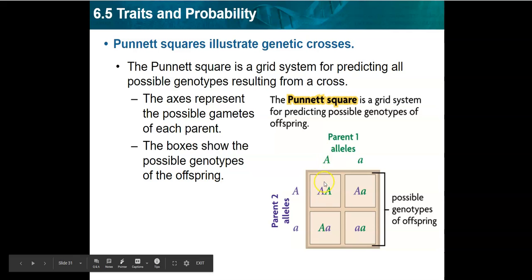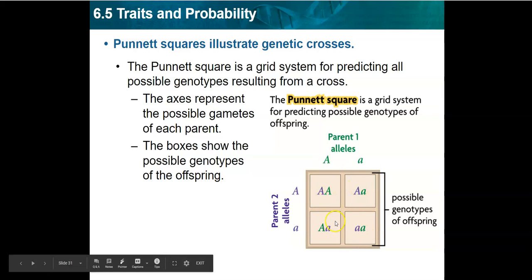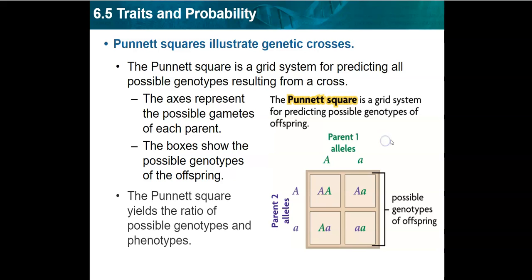So big A, big A. So that's a possibility. This is a possibility. This one's a possibility, and that's a possibility. So you're in luck if you're not strong in math. We're just talking 1 in 4 chances here. The Punnett square yields the ratio of possible genotypes and phenotypes.